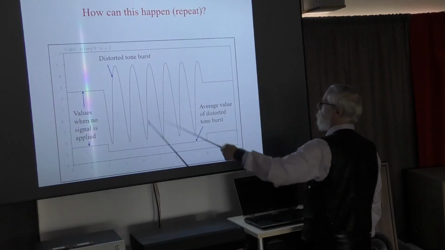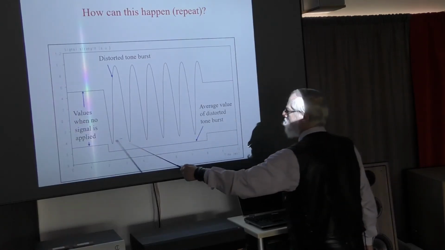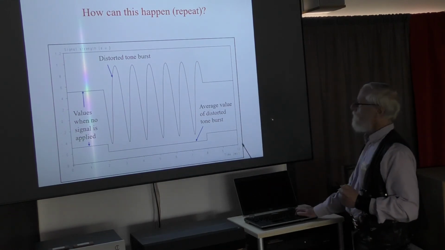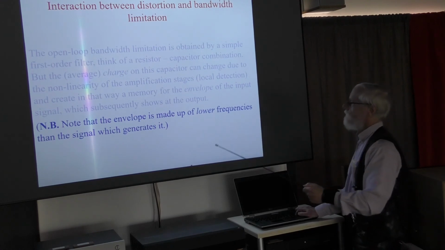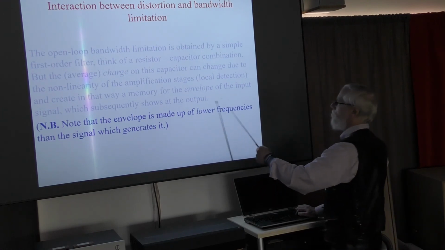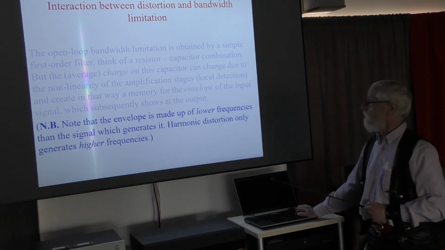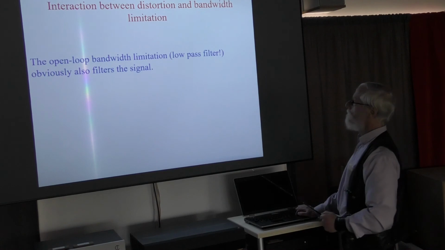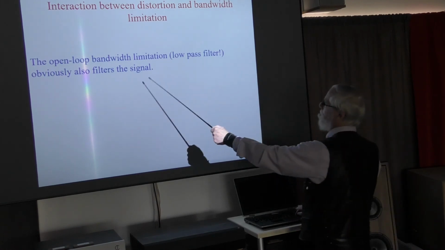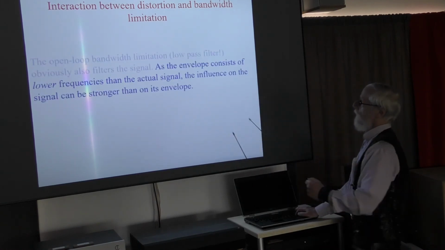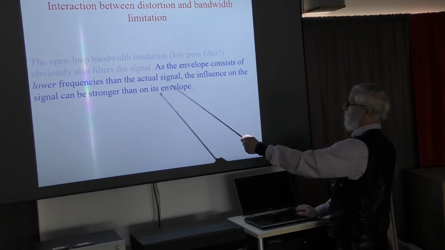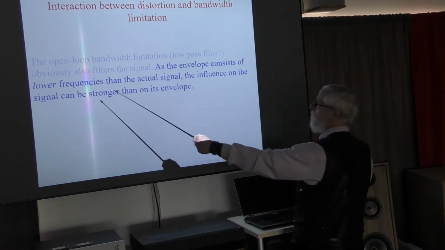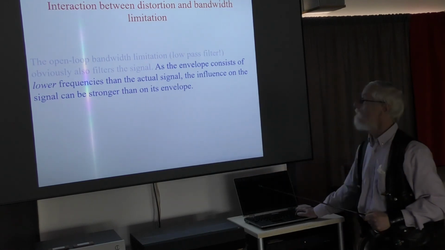So we have this 6-cycle tone burst, and then we have this envelope of it, and now we apply the filtering, and note that the envelope is made of lower frequencies than the signal generated, whereas harmonic distortion only generates higher frequencies. So this filter obviously filters the signal, and the envelope is of lower frequencies, so the influence of the filter is higher on the envelope than on the actual signal.